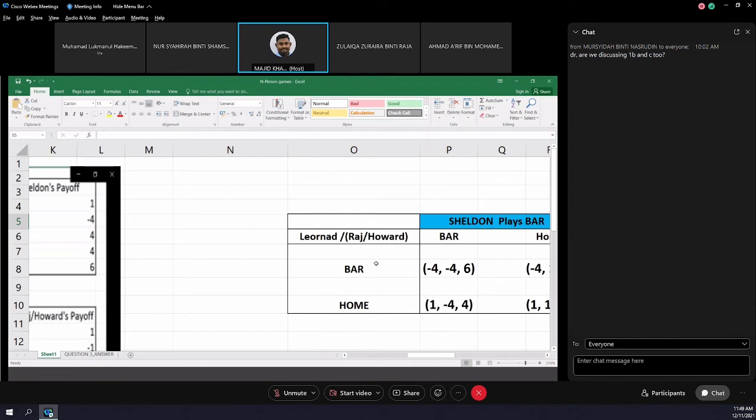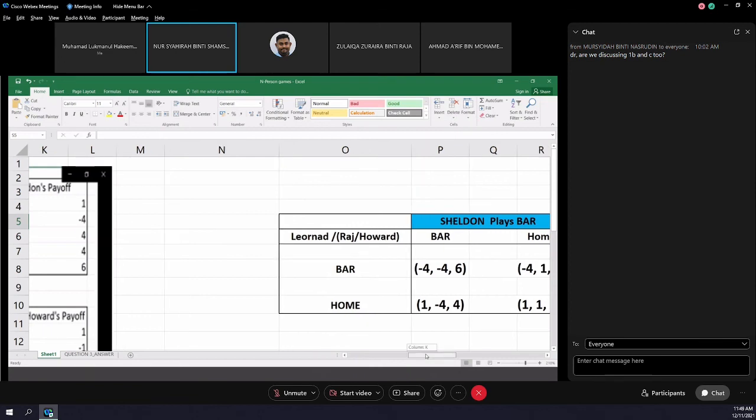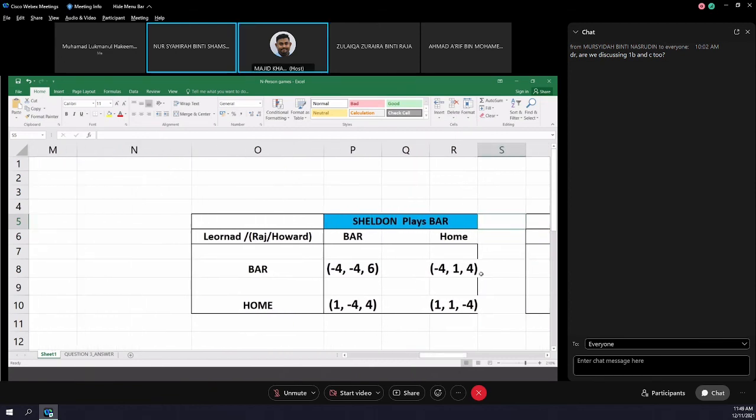Sekarang faham tak macam mana dapat 1, -4 dengan 4? Faham. Yang pertama untuk Leonard, stay at home adalah 1. The next one, Raj and Howard is -4. Sheldon going to the bar now. That's why he always gets 4. Understand or not? Yes, doktor. Very good. Kalau faham, explain to me how you can get -4, 1 and 4, girl.